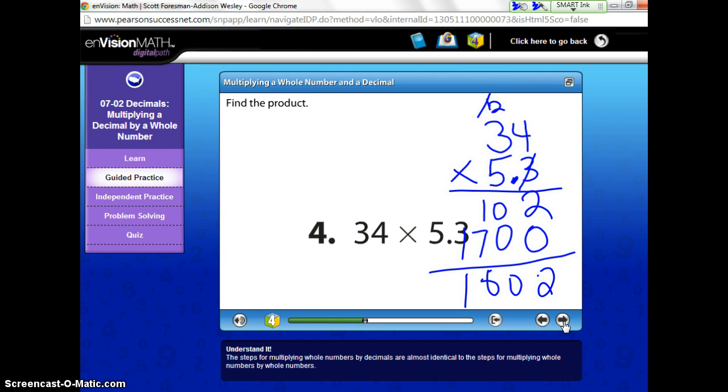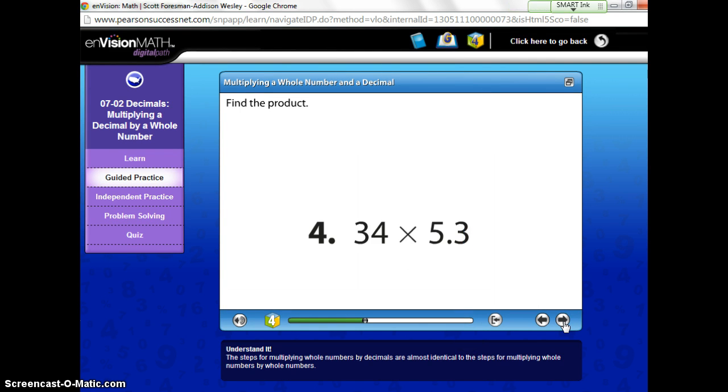What did I forget? Where would my decimal go? Sorry, this doesn't look like a very good 8. 1 spot from the end, right here. That's it. You guys ready to try some? Okay, grab your iPads. Please begin with a blank page.